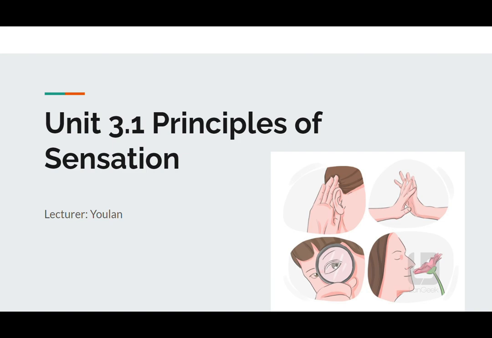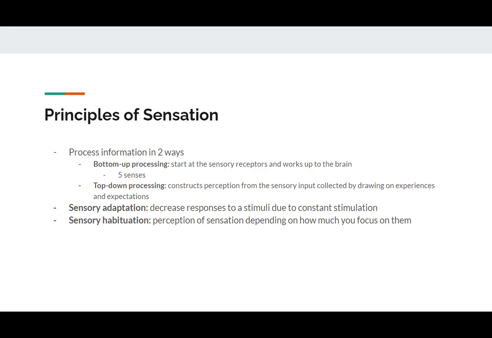So yeah, let's begin. Sensation is a process where our sensory receptors and brain interpret the stimulus energies around us from our environment. We're able to process information in two different ways. The first one is bottom-up processing, and it starts at the sensory receptors and works up to the brain. Most of the information associated with bottom-up processing has to do with your five senses: sight, hearing, smell, taste, and touch. For example, we can detect the lines, angles, and colors that form a flower.